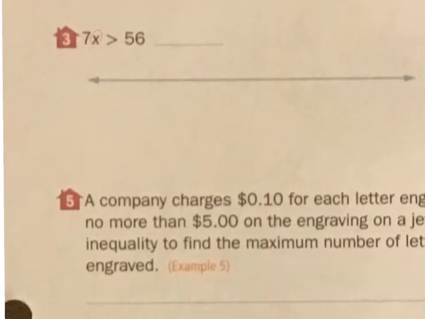Let's go over here to number 3. I want to find out what x is. It's times 7, so I divide this by 7. Divide this by 7. Gives me x is greater than 8. 8, 9, 10, 7, 6, 5. Okay, so it's not equal to, so it has to be an open dot around 8. Now I need my x to be greater than, so I go over here.